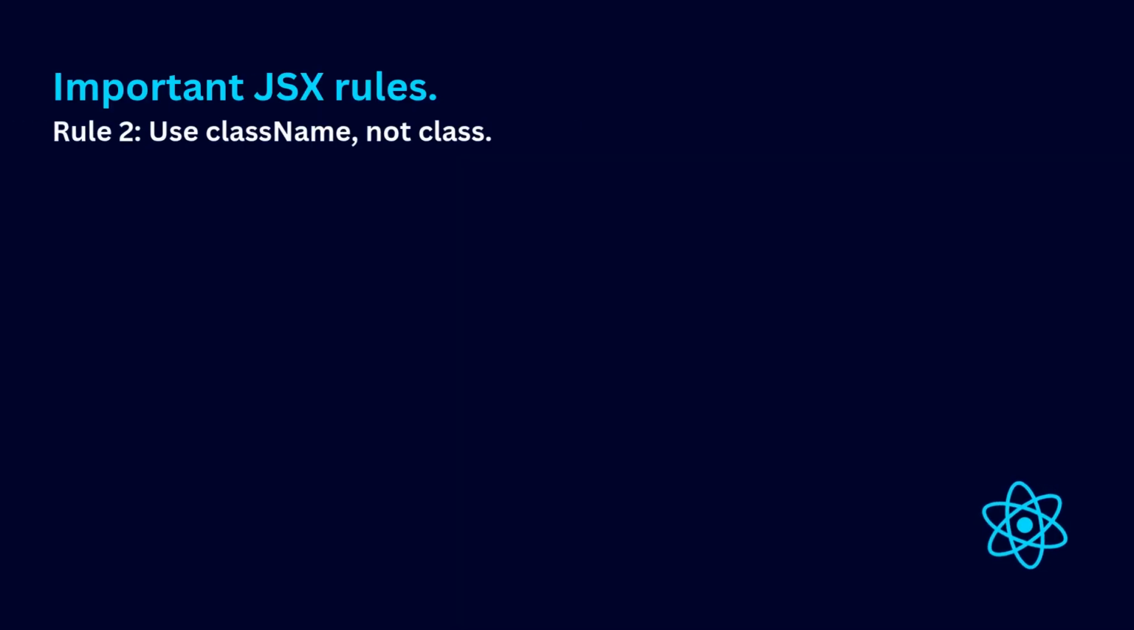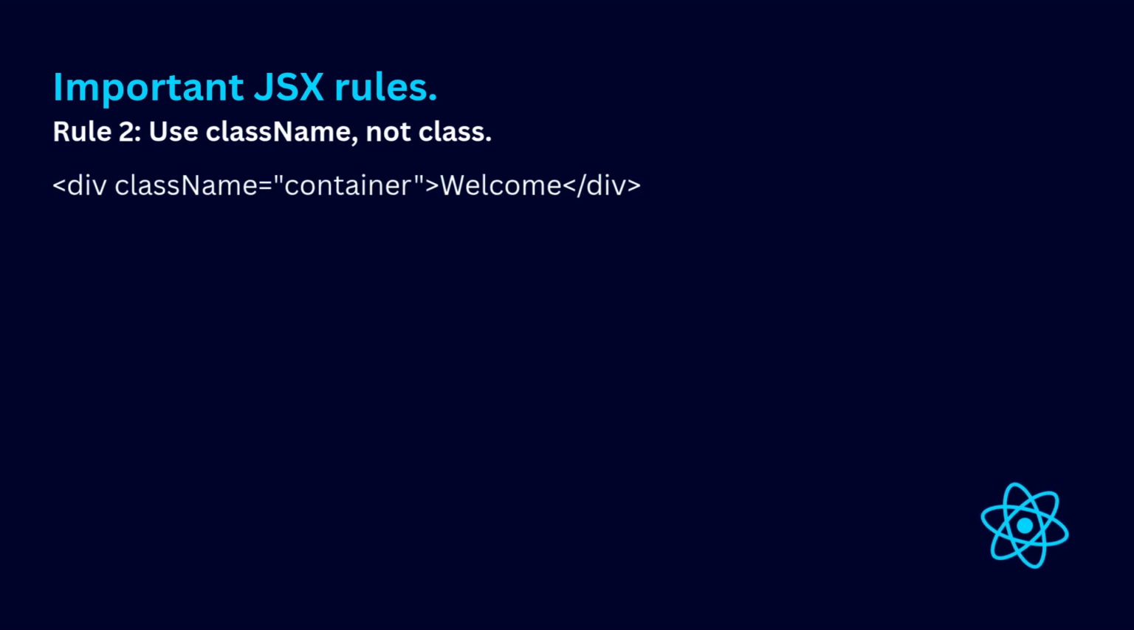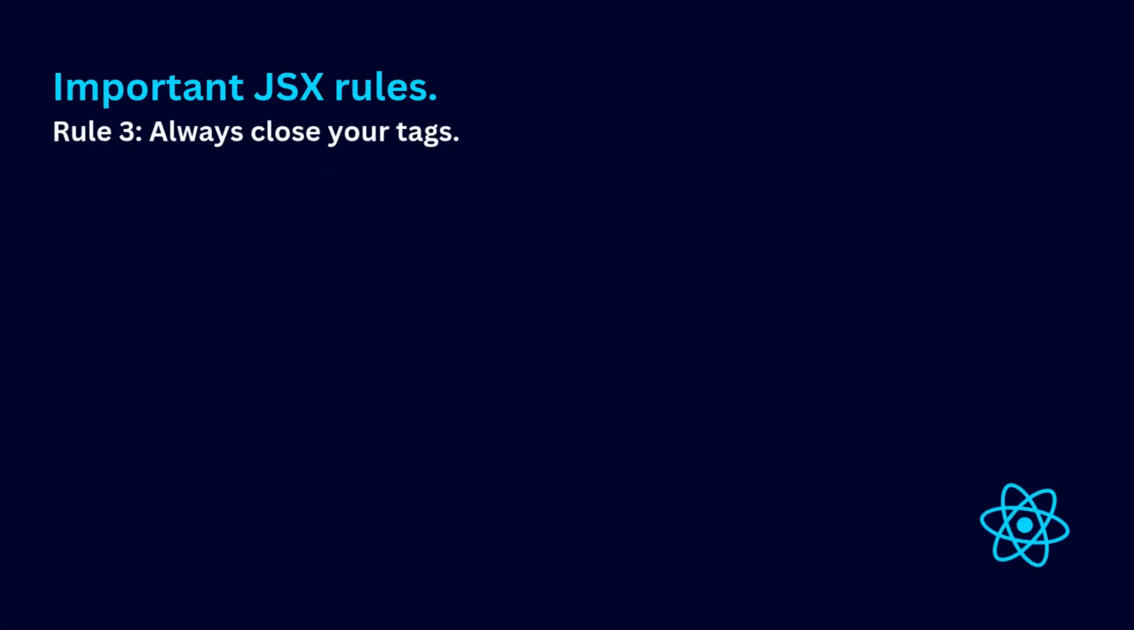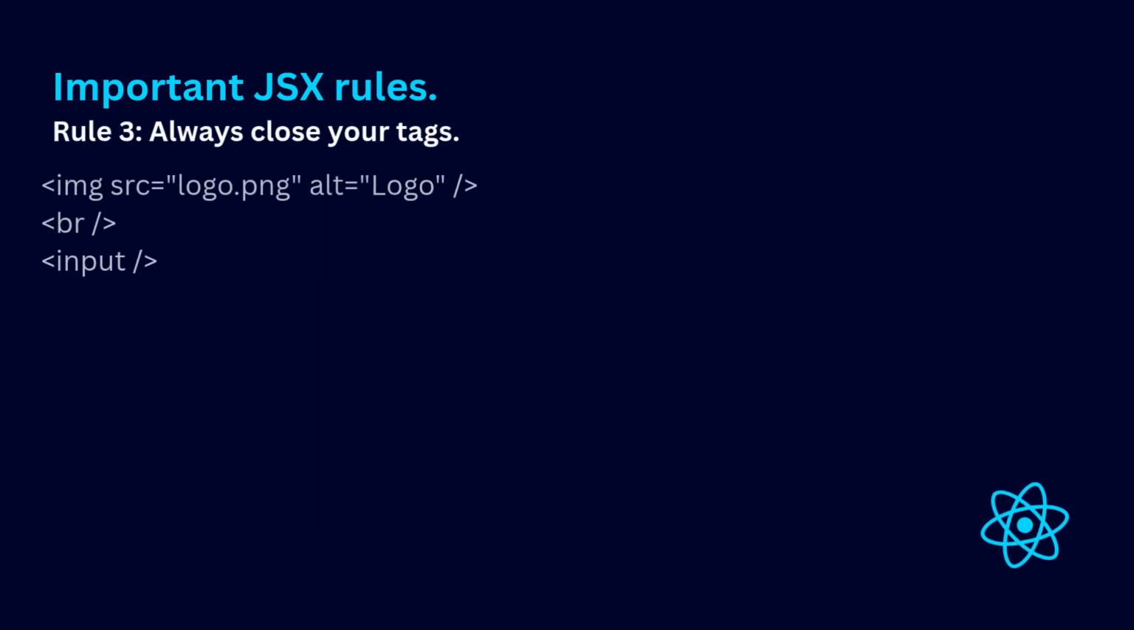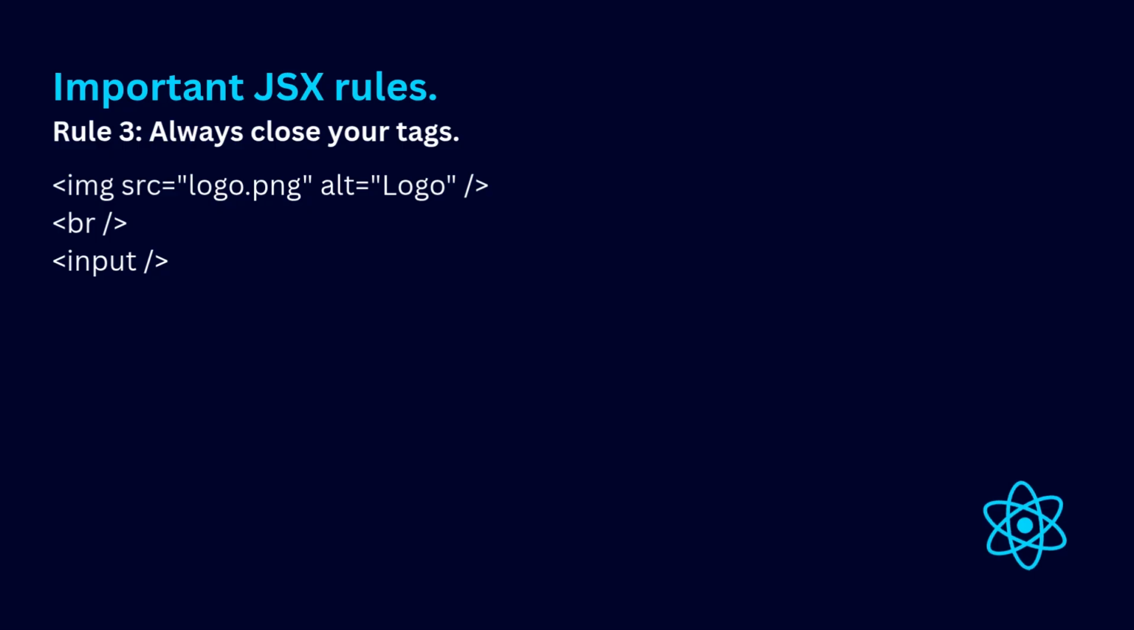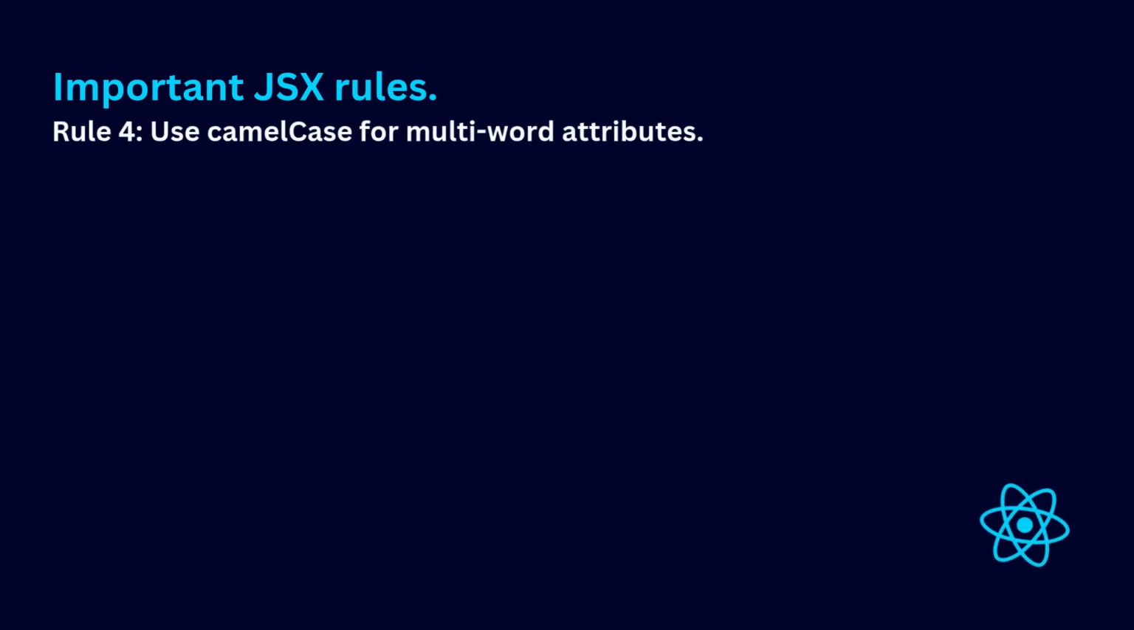Rule 2. Use className, not class. In JSX, the word class is a reserved JavaScript keyword, so we use className instead. Rule 3. Always close your tags. JSX is stricter than HTML. Self-closing tags must end with a slash. Rule 4. Use camelCase for multi-word attributes. For example, <input type="text" autoFocus />.